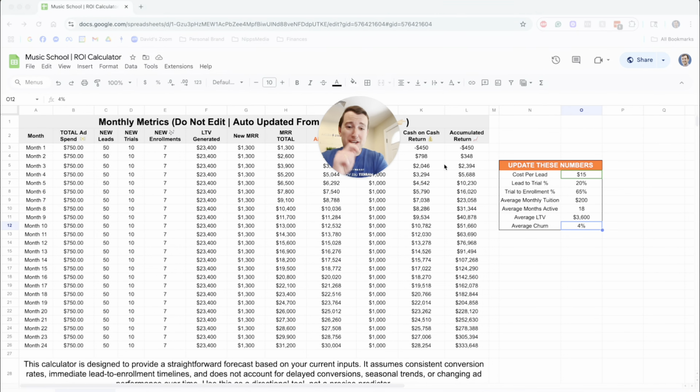Okay, you are looking at the music school ROI calculator, but how do you use this? So the first thing I want to draw your attention to is over here on the right-hand side where it says update these numbers. This is where you're going to be putting most of your time and attention. And in this video, I'm going to be walking through how to get each of these numbers and what they mean. The first one you want to look at is cost per lead.